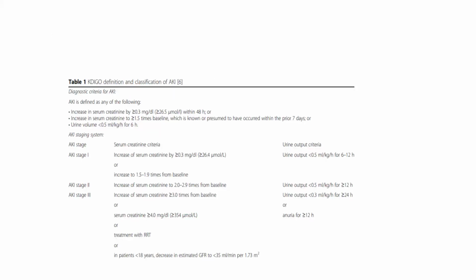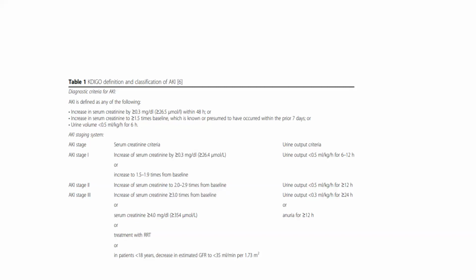Now we'll see the KDIGO definition and classification of AKI. According to this, the diagnostic criteria for AKI are an increase in serum creatinine by more than 0.3 mg per dL within the last 48 hours, or an increase in serum creatinine to more than or equal to 1.5 times baseline, which is known or presumed to have occurred within the prior 7 days, or urine volume less than 0.5 ml per kg per hour for 6 hours.